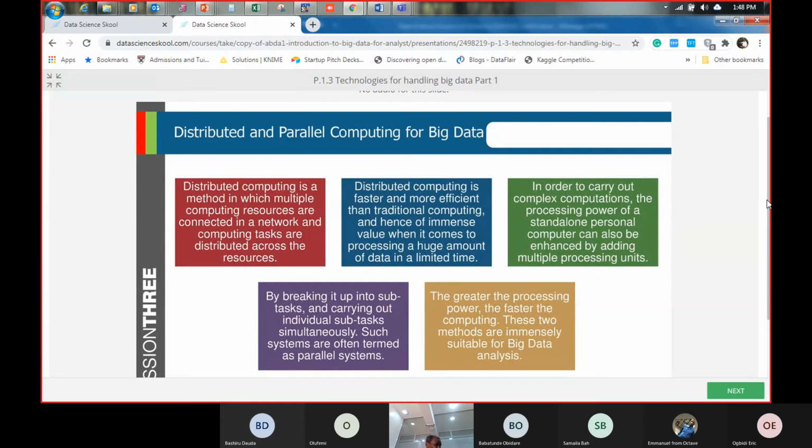If the train breaks down, you cannot continue. But if you distribute it among those cars, they can keep going. If anyone breaks down, you can redistribute the work. So the work can be distributed among those computing resources in a faster and more efficient way. And even if it's a complex task, the processing power of a standalone personal computer can also be enhanced.